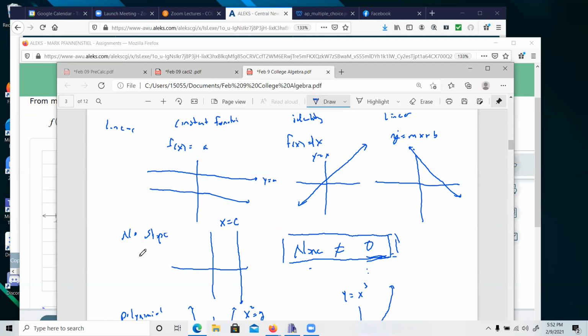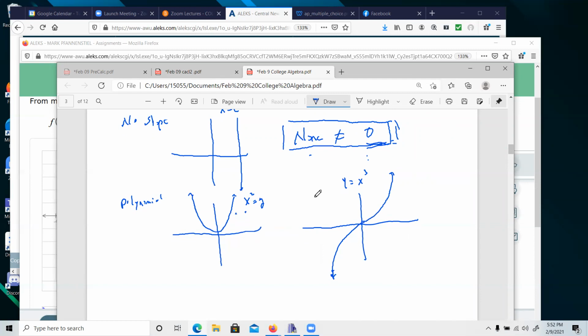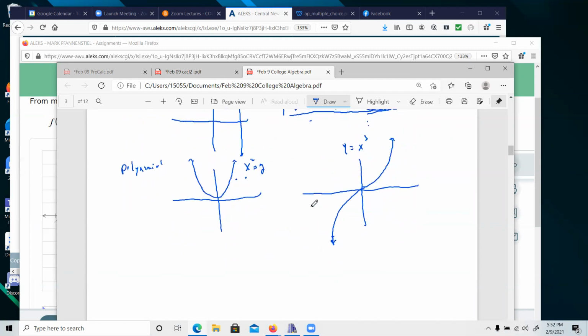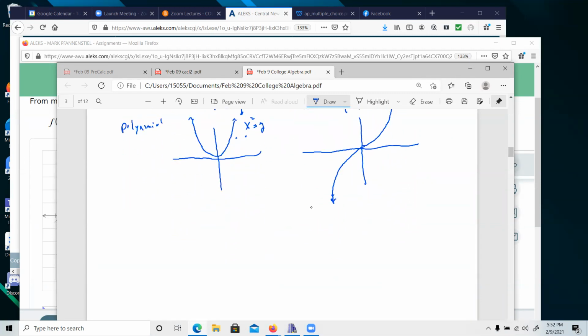This is not a function, so this doesn't count. So we have linear function, and then we have polynomial function, or polynomial family. Then we have the radical family. Right, we have y is equal to the square root of x, and y is equal to the cube root of x. This is also x to the 1/2, that's what square root means. And this is x to the 1/3, that's what cube root means.